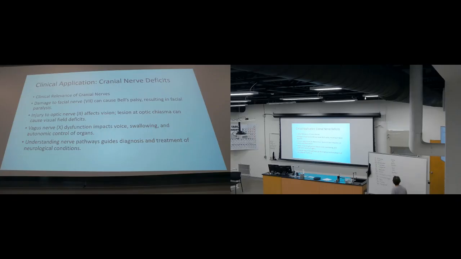So then olfactory, sensory; optic, sensory; oculomotor, motor; trochlear, motor; trigeminal, both; abducens, motor; facial, both; vestibulocochlear, sensory; glossopharyngeal, both; vagus, both; accessory, motor; hypoglossal, motor. And that's just a mnemonic. Don't follow it for life.